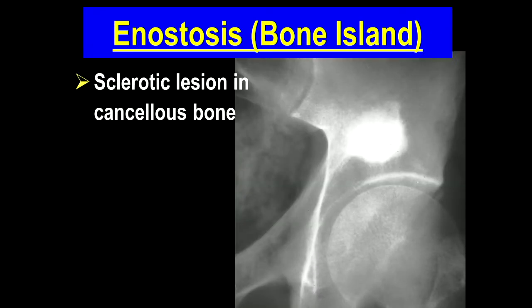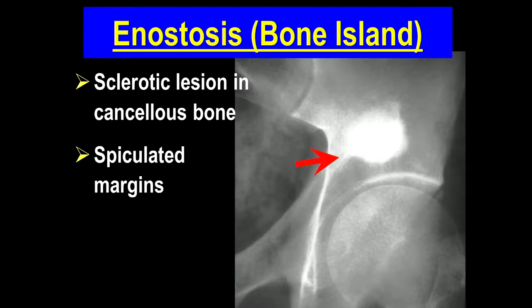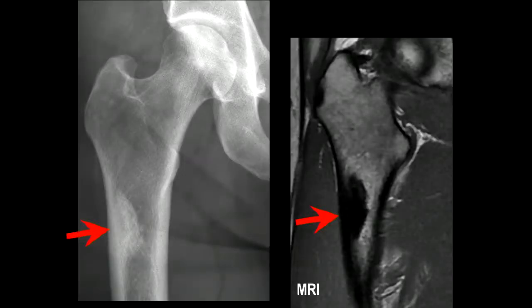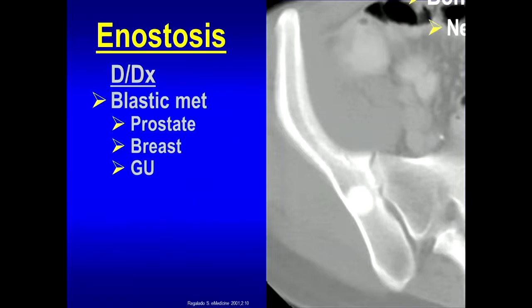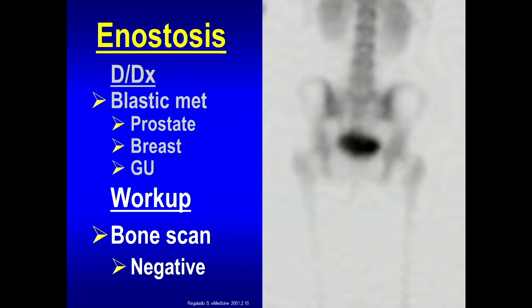So first, a few words about the enostosis or bone island. It's simply a sclerotic lesion in cancellous bone, often with spiculated margins, that needs to be differentiated from a blastic lesion caused by a primary metastatic process. Here, you see the characteristic appearance not only on radiography, but also on the corresponding MRI. Simply a bone island or enostosis. The differential diagnosis may include a blastic metastasis, most commonly from a primary prostate, breast, or GU primary. And the workup may include a bone scan, which is essentially negative in the vast majority of cases.